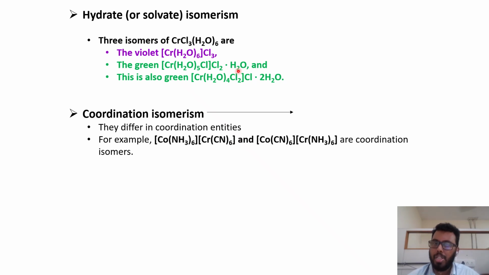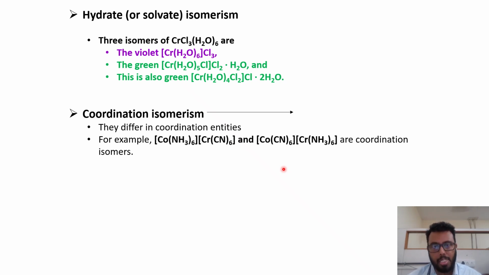The hydrated one also will dissociate, and this complex ion as such will be present in the solution. The color of this complex is green. The other type is, instead of having 5 aqua ligands, we will have 4 aqua ligands and 2 chloride ions, and 1 chloride will be present. As a result, 2 water molecules will be present outside. So these are the examples for hydrate or solvate isomerism.